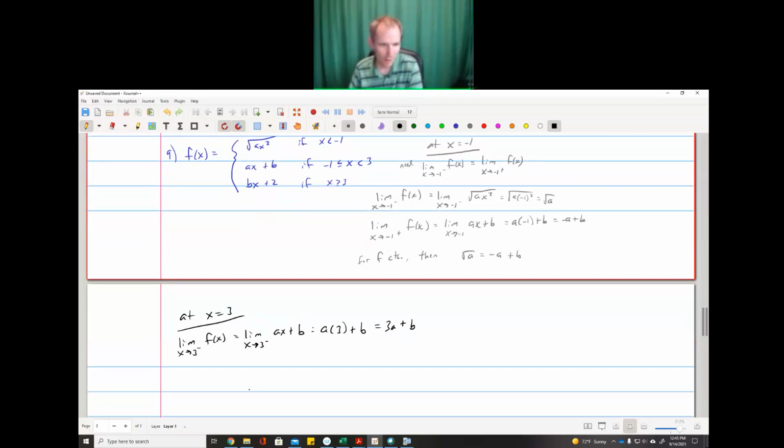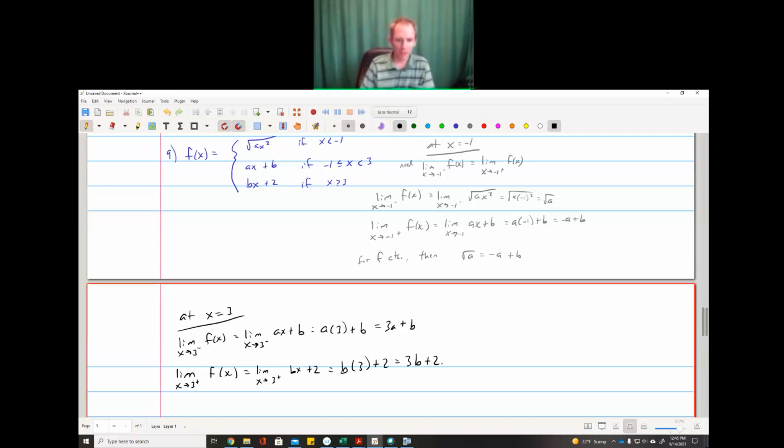Okay. The limit as x approaches 3 from the right of f of x, we have x values bigger than 3, so I'm going to use the formula bx plus 2. Okay, so we get b times 3 plus 2, or 3b plus 2. All right, so again, that gives me some information for f to be continuous.